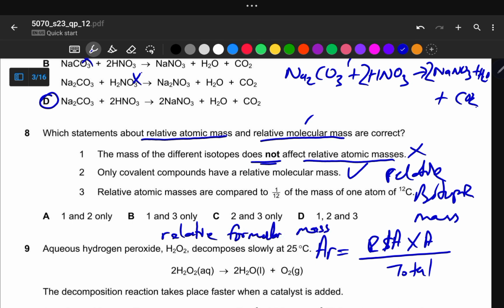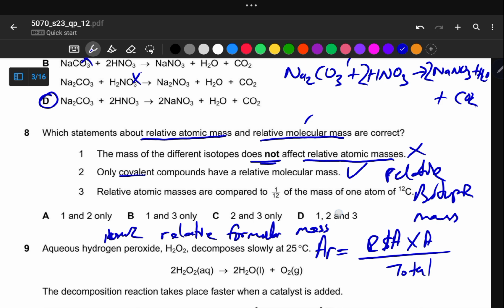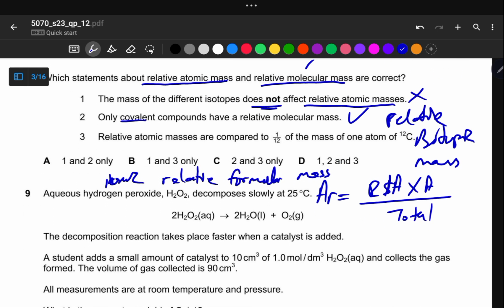So relative formula mass is the same as relative molecular mass, but what differs is that relative formula mass is found in ionic compounds, and relative molecular mass is found in covalent compounds. Relative formula mass is defined as the average mass of formula units in a compound measured relative to 1/12 mass of a carbon-12 atom, right?